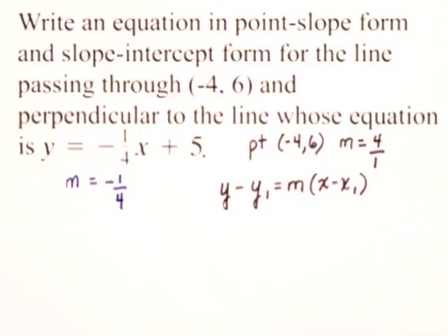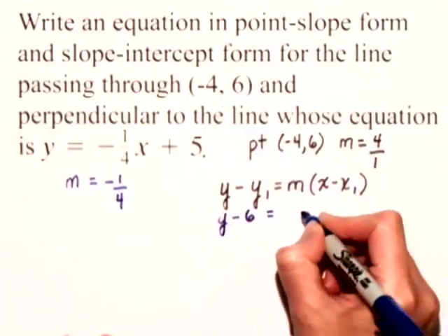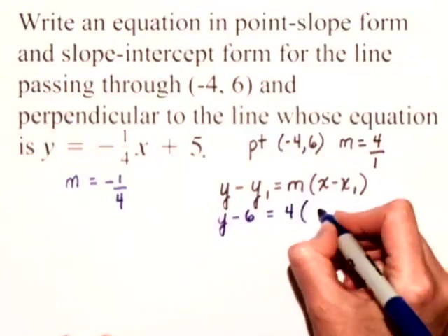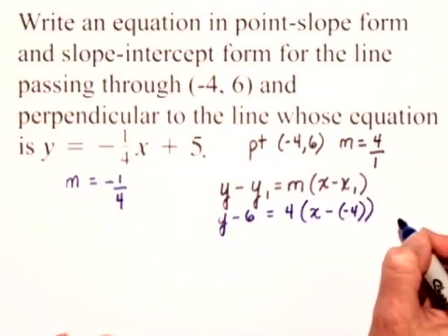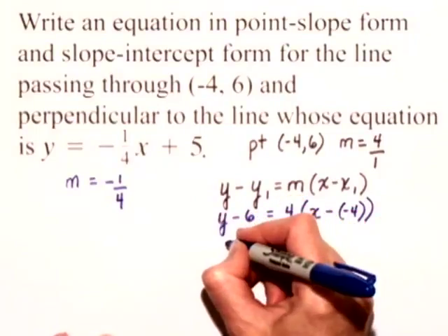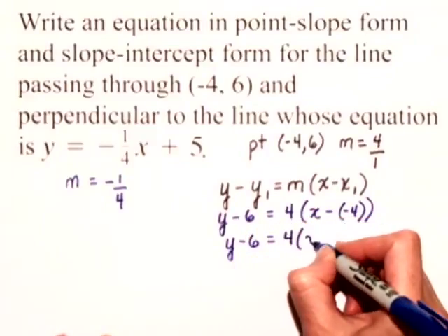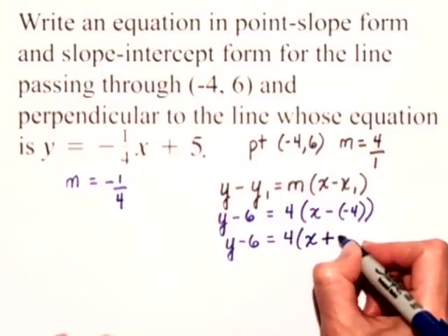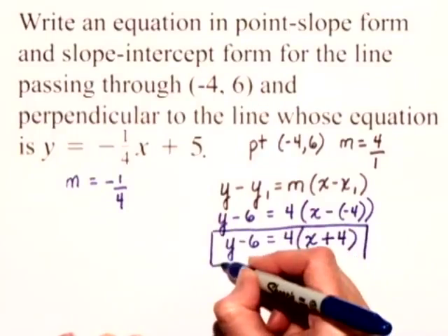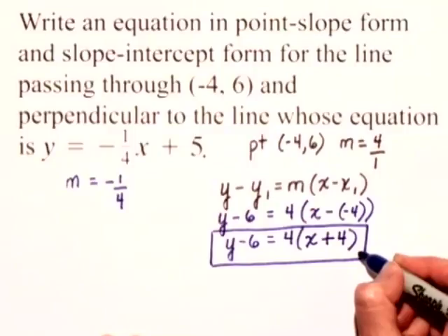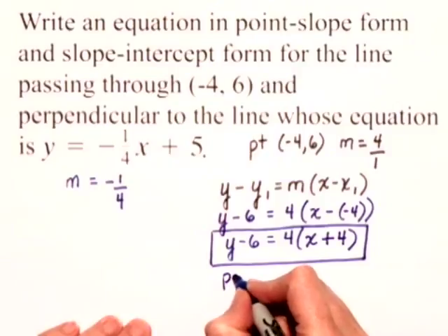So let's do that now. We have y minus the y-coordinate of 6 is equal to our slope 4 times the quantity x minus the x-coordinate, which is -4. And we can clean this up just a little bit. It becomes y minus 6 is equal to 4 times the quantity x minus a negative becomes plus 4. So this is the point-slope form of the equation of the line that we're looking for. But we were also asked to write it in slope-intercept form. So this is our point-slope form.